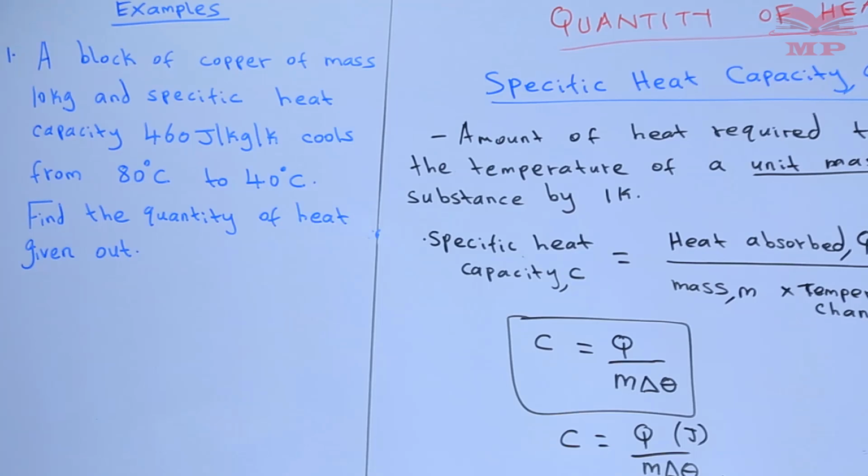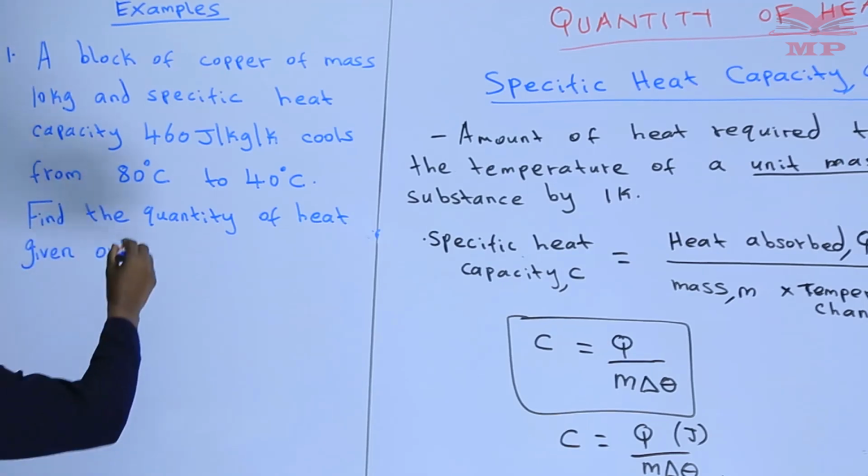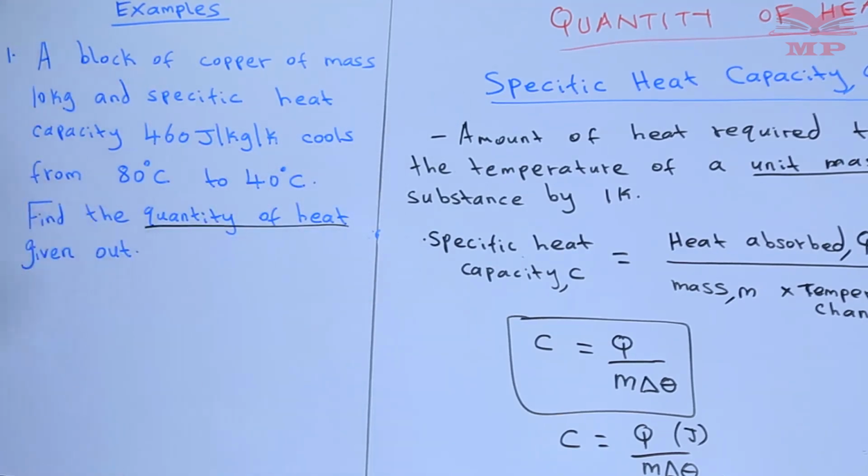So I'd like us to go through that question together. A block of copper of mass 10 kilograms and specific heat capacity 460 joules per kilogram per Kelvin cools from 80 degrees Celsius to 40 degrees Celsius. Find the quantity of heat given out. So we are calculating the quantity of heat. Our Q can be heat absorbed or heat that will be given out. So in this case, heat is being given out.